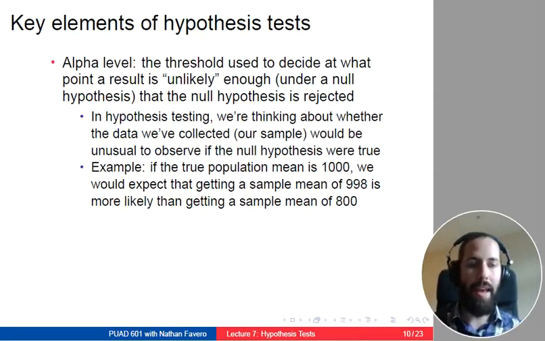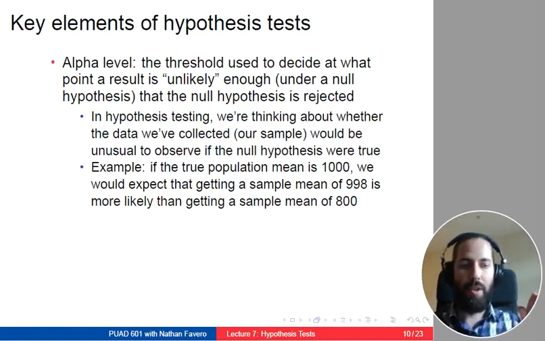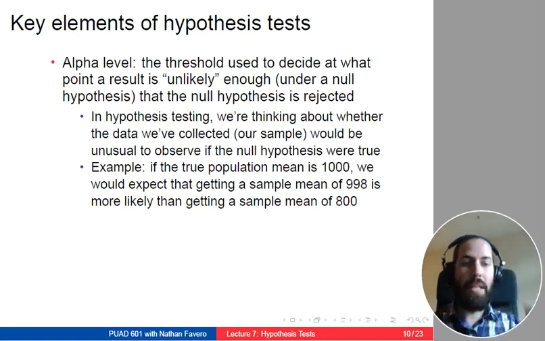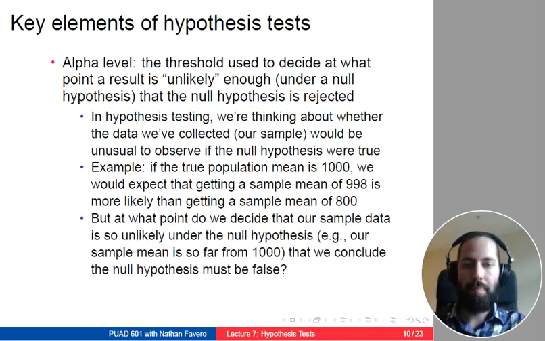And we kind of saw that when we looked at sampling distributions, right? The sampling distribution is going to give us some sort of normal looking curve, but it's going to be centered around the truth. In other words, the values that you're most likely to get in your sample are going to be values that are close to the population parameter. At what point, though, do we decide that our sample data is so unlikely under the null hypothesis that we conclude the null hypothesis must be false?